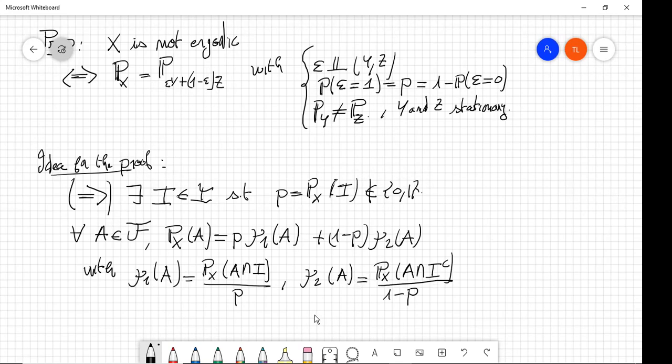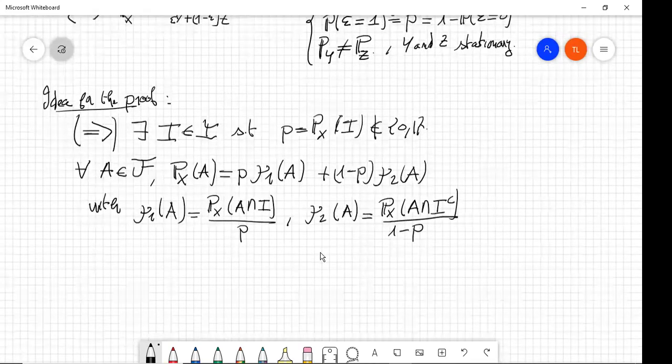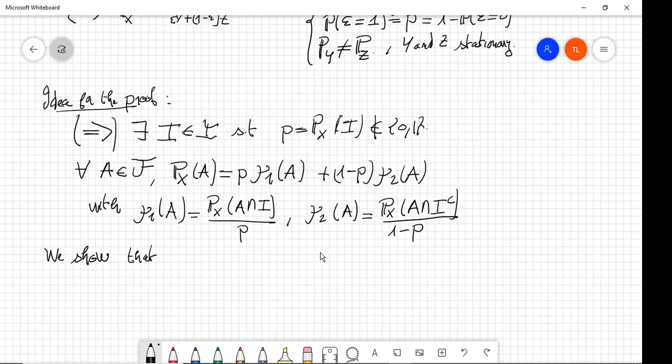And then what you simply do is that, I will not finish the proof, it's easy to finish the proof. We show that theta is invariant for mu_1 and also mu_2.